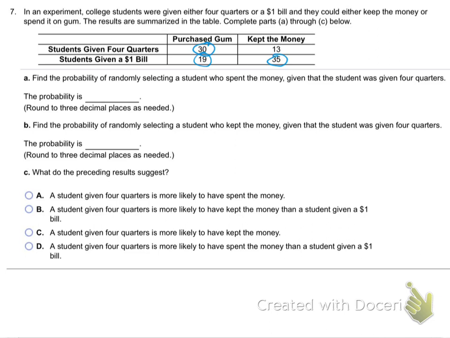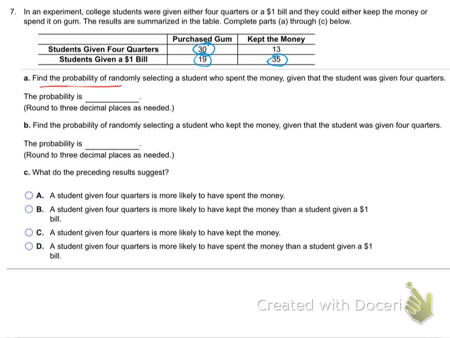Dollar bill, didn't spend it. Yeah, they got a dollar bill and they kept it. And then the 13 in the upper right, they were given the quarters and they kept it. So, who kept the money more often? Bills. Yeah, the people given the bills did more keeping of the money, and the people given the quarters did more buying gum, right? All right, let's get into the questions then.